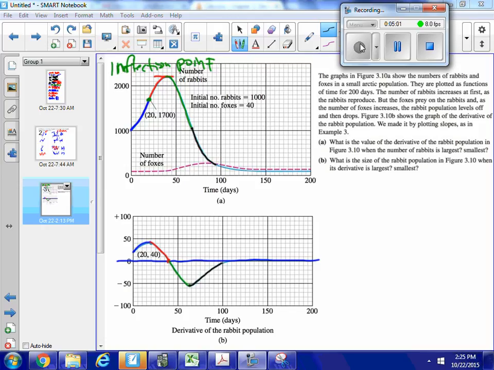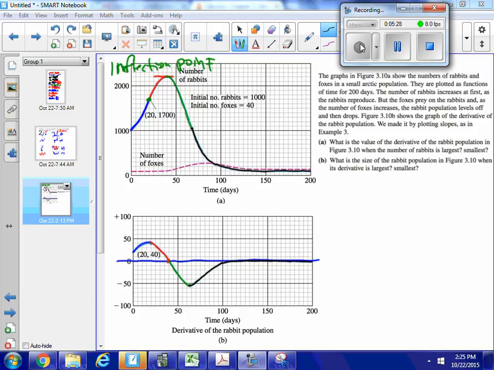as from day 100 on to day 200, you can see that my rabbit population is pretty much evened out. It's hard to tell from this graph whether this tangent line is right at 0, where my rate of change is nothing, meaning my rabbit population is just staying the same, or whether it's still a little bit negative. It's hard for me to tell.